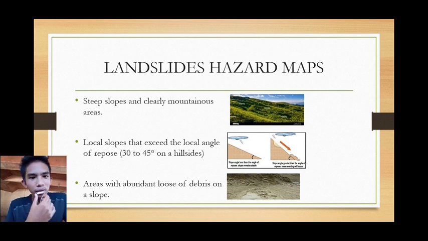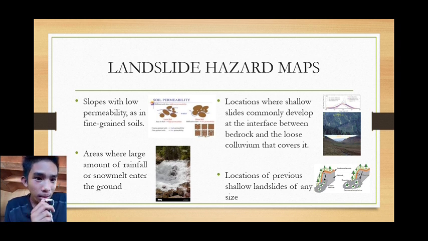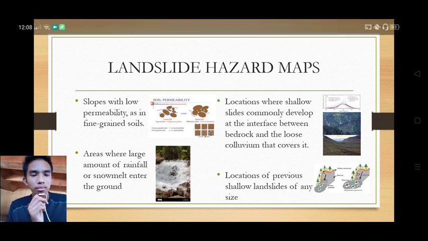Areas with abundant loose debris on a slope. Slopes with low permeability, as in fine-grained soils. Areas where a large amount of rainfall or snow melt enters the ground. Locations where shallow slides commonly develop at the interface between bedrock and the loose colluvium that covers it. And lastly, locations of previous shallow landslides of any size.